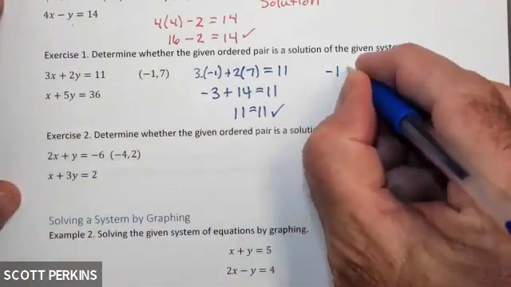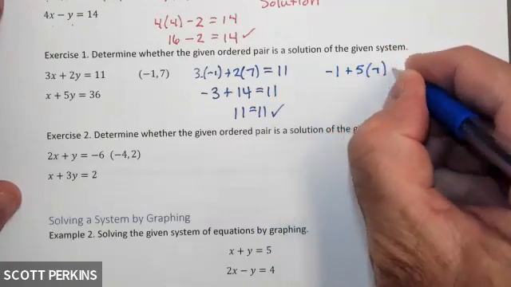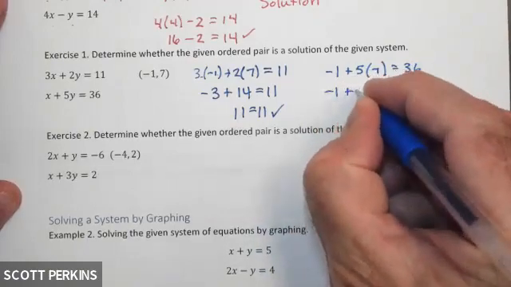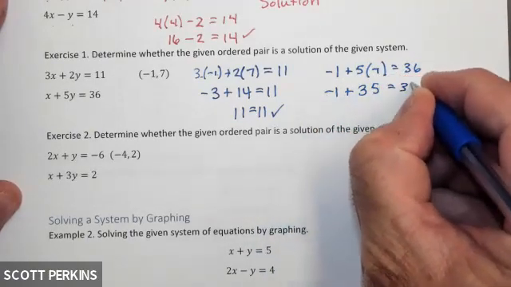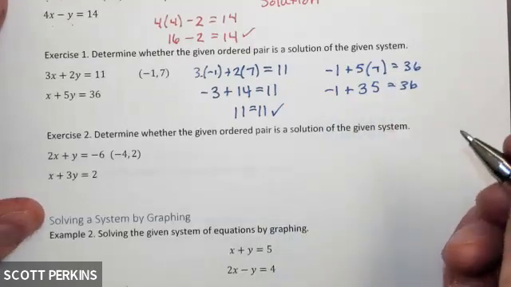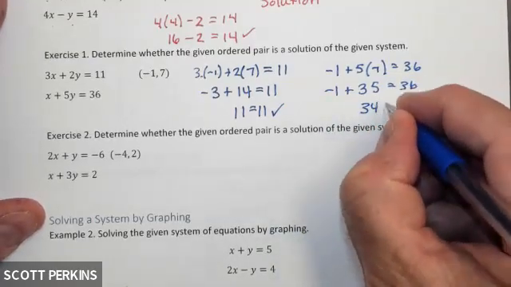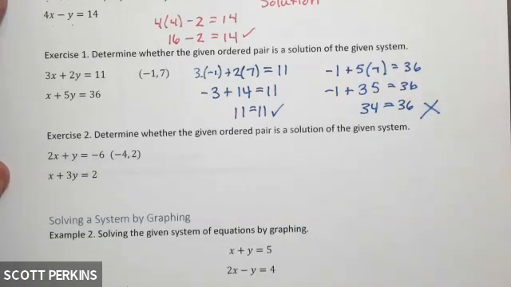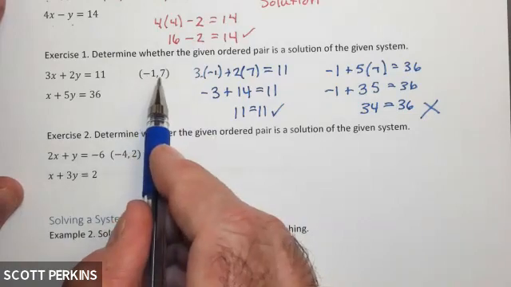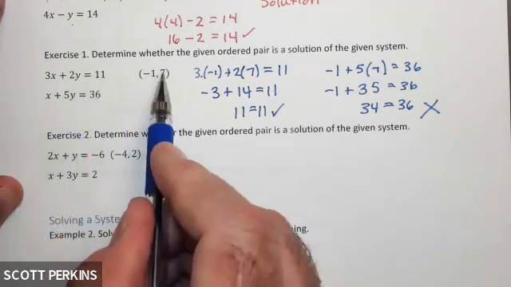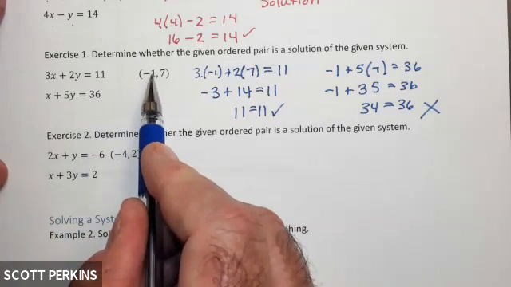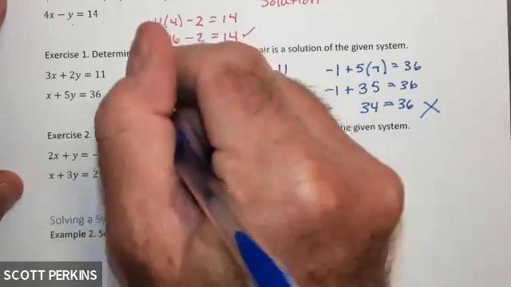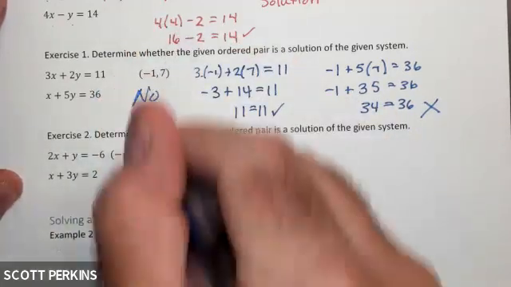I'm going to plug it into the second equation. And so I get -1 plus 5 times 7 is equal to 36. And that's -1 plus 35 equals 36. And -1 plus 35 is not 36. It is 34. So that is wrong. That is not a solution. And so -1, 7, while it worked for the first equation, it did not work for the second. So is -1, 7 a solution to the entire system? The answer is no. Okay, it's no, not a solution.